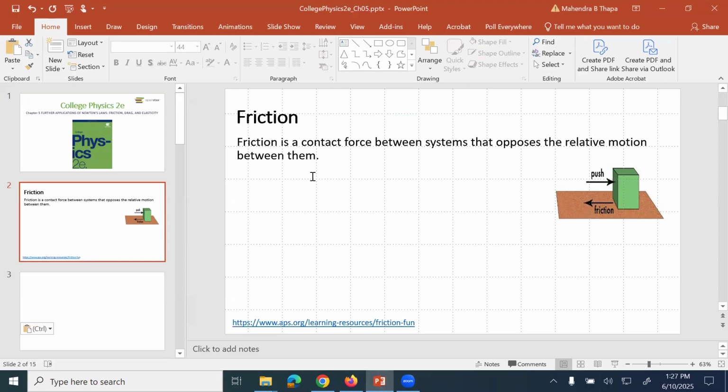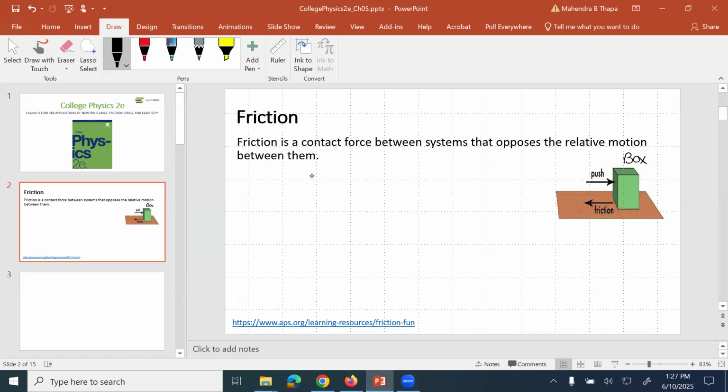Say we are pushing a box with a force. So just assume here we are pushing, we call it the applied force, and say there is a friction force. I call it F.